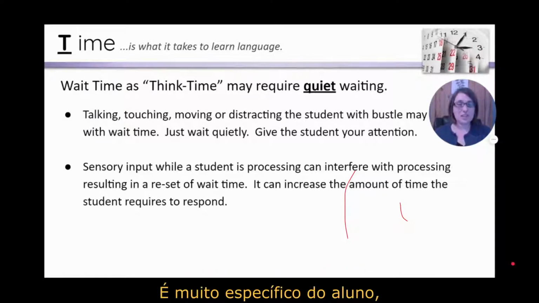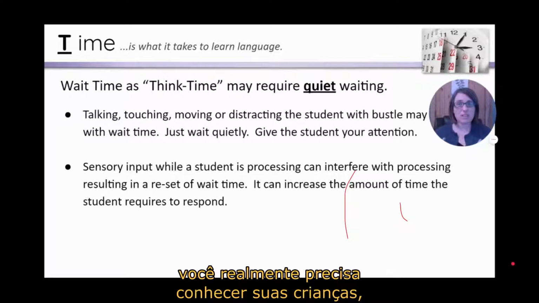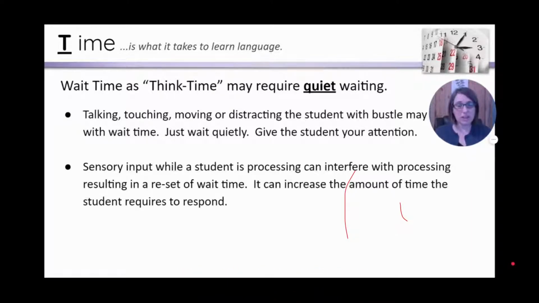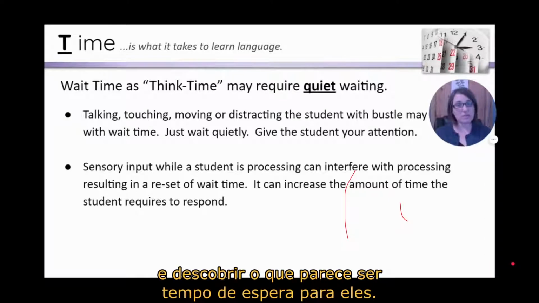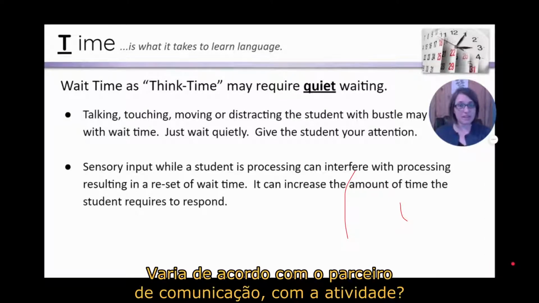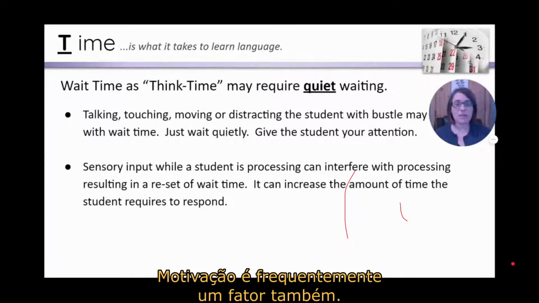It's very student specific, so you really do have to get to know your kids, get to know your child, and figure out what wait time looks like for them. Does it vary by communication partner, by activity? Motivation is often a factor as well.